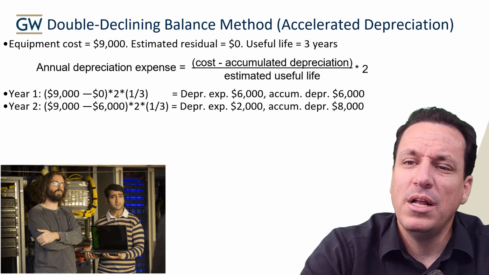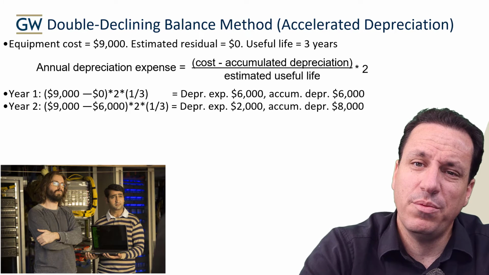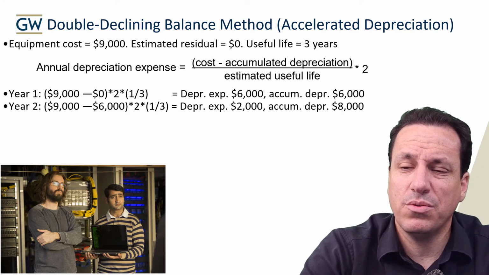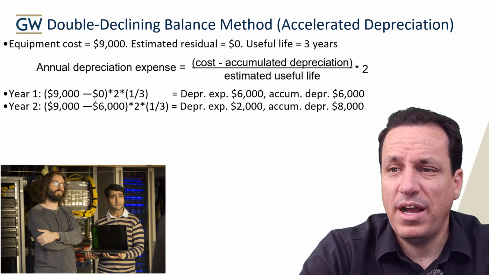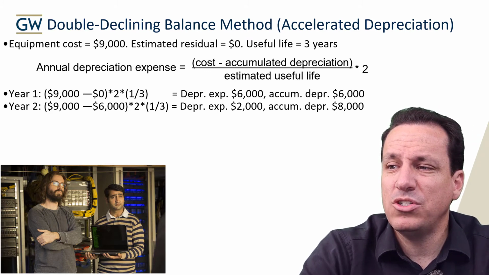In year 2, we take the 9,000 and we take the net accumulated depreciation that we have on it, which is 6,000, which will give us 3. Multiply it by 2, and then divide by the number of years of the estimated useful life. And the depreciation expense is 2,000.